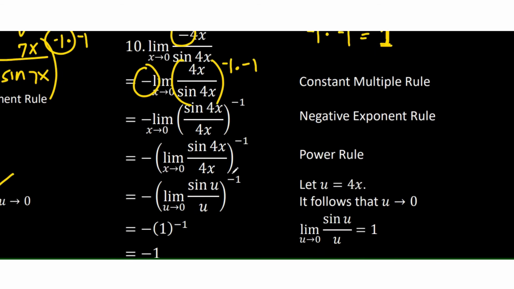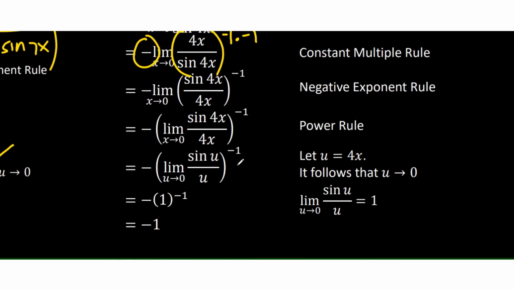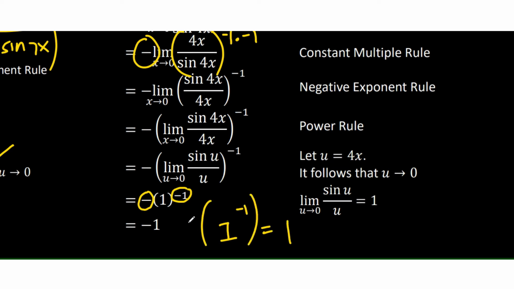Therefore, we can now have the rule sine u over u as u approaches 0 will just be equal to 1. And note the signs here, negative 1 raised to negative 1. Okay, 1 raised to negative 1 is equal to 1, but there is negative sign there, so we need to follow the negative sign. So we have negative 1.